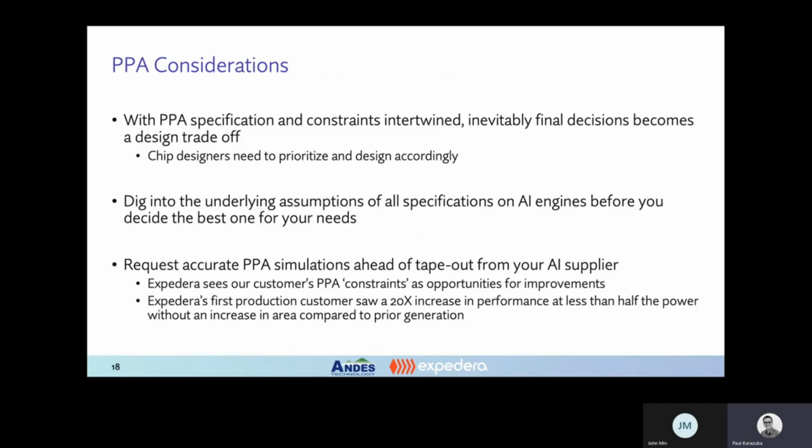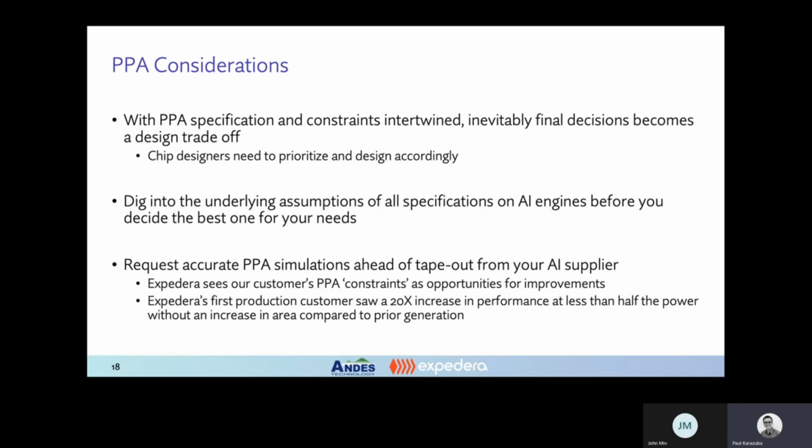So, coming back to PPA, with the specification, the constraints of PPA intertwined, inevitably your final decisions are going to become a design trade-off. Chip designers need to prioritize and design accordingly. Dig into those underlying assumptions of all the specifications on your AI engines before you decide on the best one for your need. And one other thing I might tell you here is request accurate PPA simulations ahead of tape out from your AI supplier.